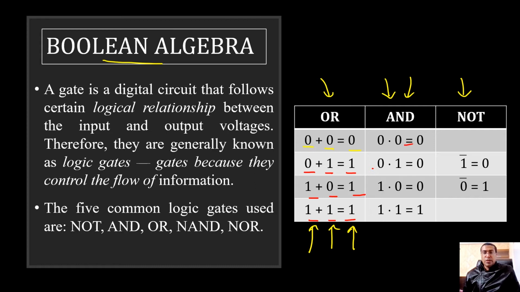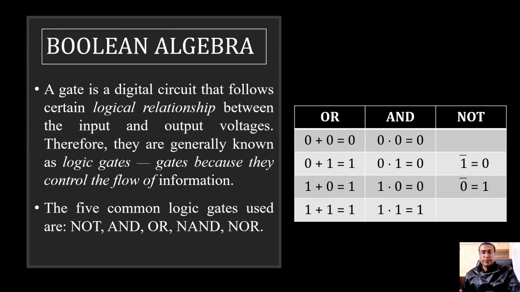And: 0 times 0 is 0. 0 times 1 is 0. 1 times 0 is 0. 1 times 1 is 1. And NOT: for that we put a bar over the 1. So 1 bar is 0 and 0 bar is 1.